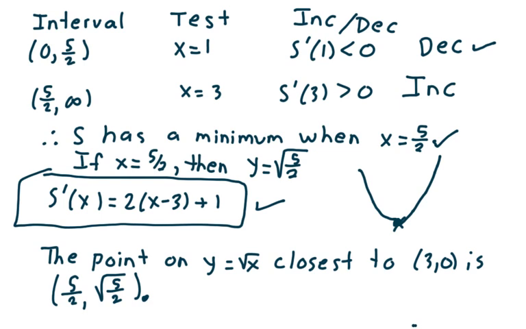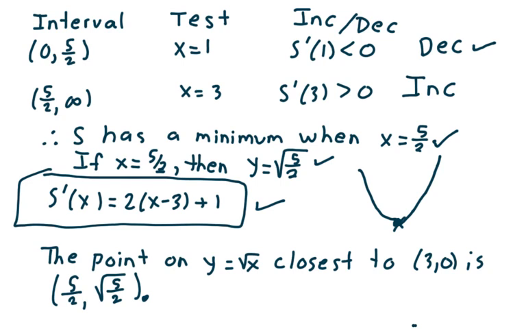If x equals 5 halves, y equals the square root of 5 halves. So we can make this conclusion now. The point on y equals square root of x that is closest to (3, 0) is (5 halves, square root of 5 halves).